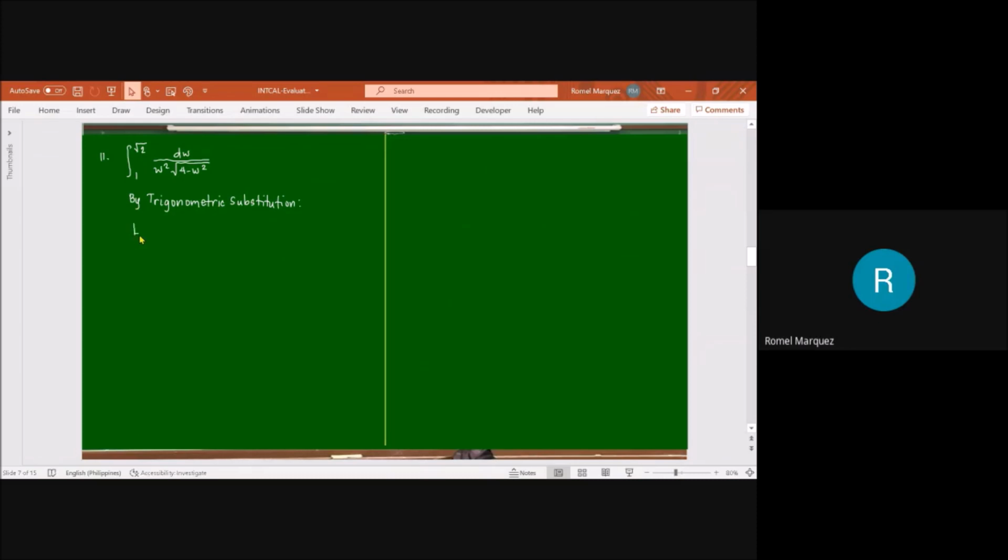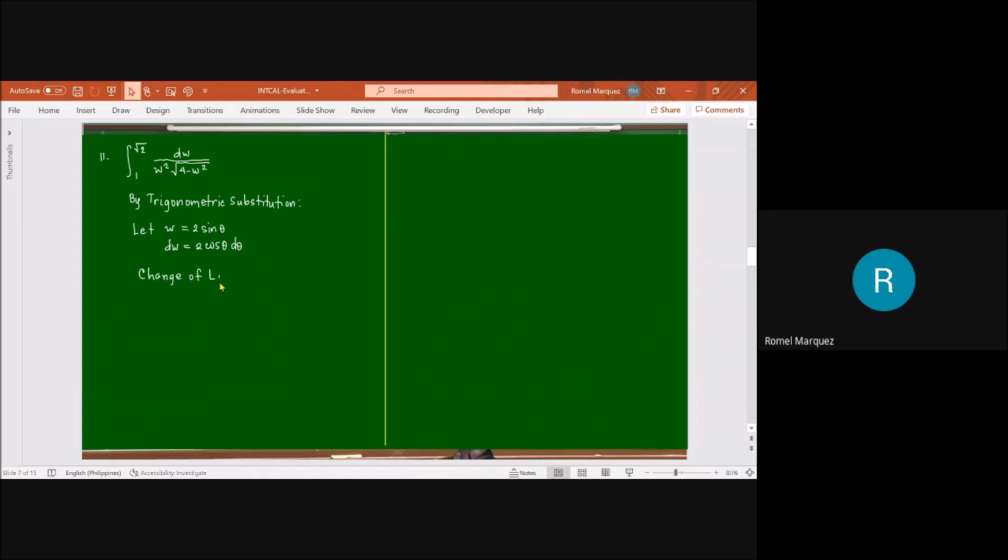So, what substitution are we going to use, guys? Yung pinaka-u squared natin is w. So let w be equal to a. That is 2. Since this takes the form of a squared minus u squared, so we have sine theta. So dw is equal to 2 cosine theta d theta. So that we're not going to go back to the original variable, let us have change of limits.